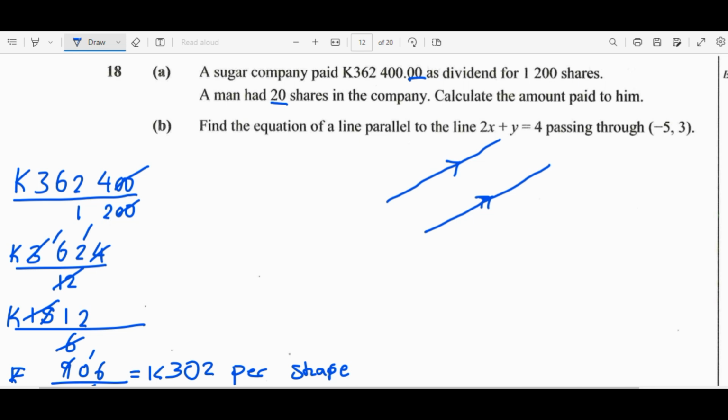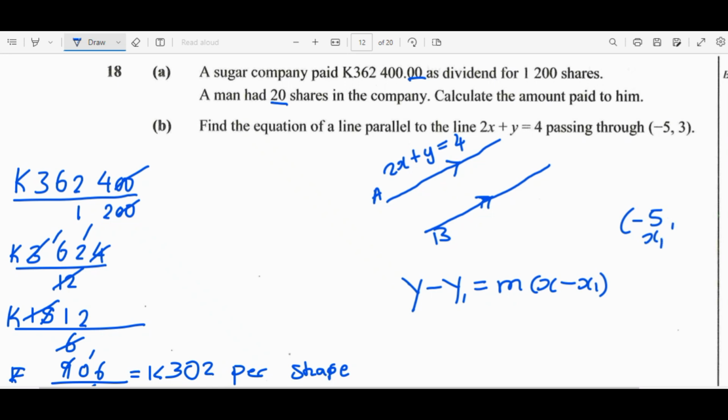So we are given the equation of, we'll say this is line A. We are given the equation is 2x plus y is equal to 4. And the question is, we want to find the equation of line B. So the equation is y minus y1 is equal to gradient, open brackets, x minus x1. Now we have x1 is -5, y1 is 3. So the remaining part is m, which is the gradient.